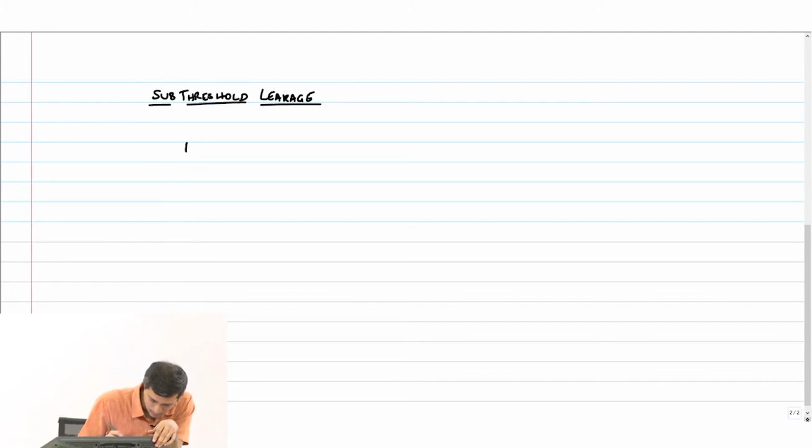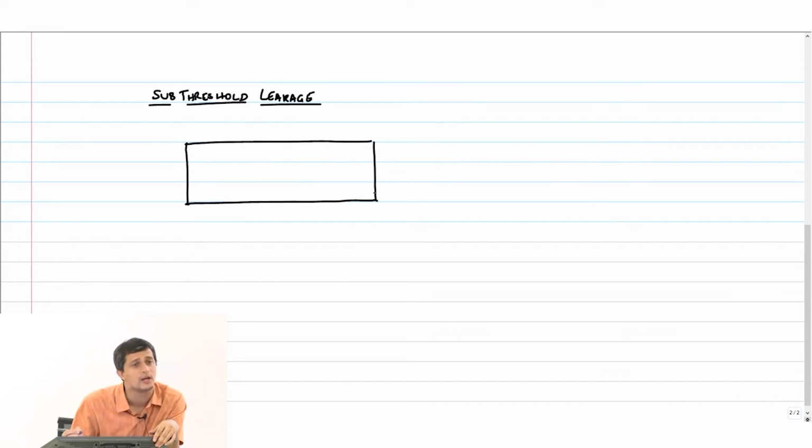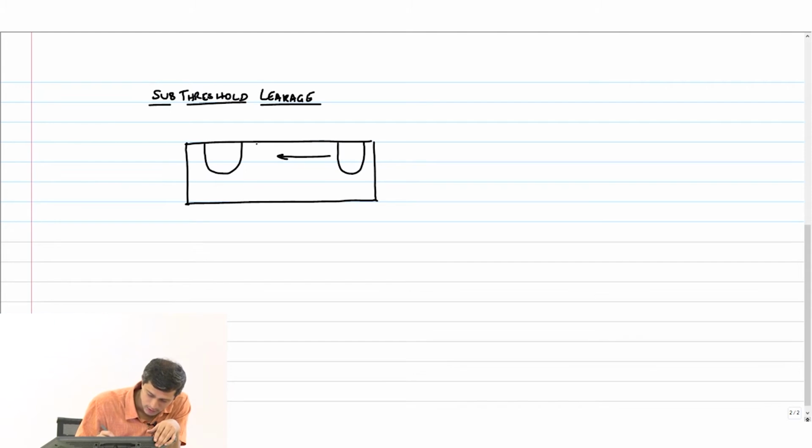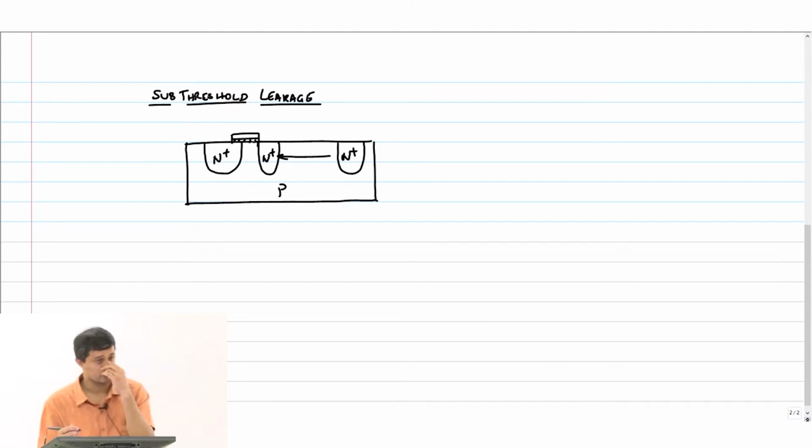So again, if we go back to our picture of the transistor and look at what happens when we bring the drain very close to the source, right? Now the drain that was far away was brought very close, and the drain now looks something like this, okay, n plus, this is P. My gate is now like this, okay.